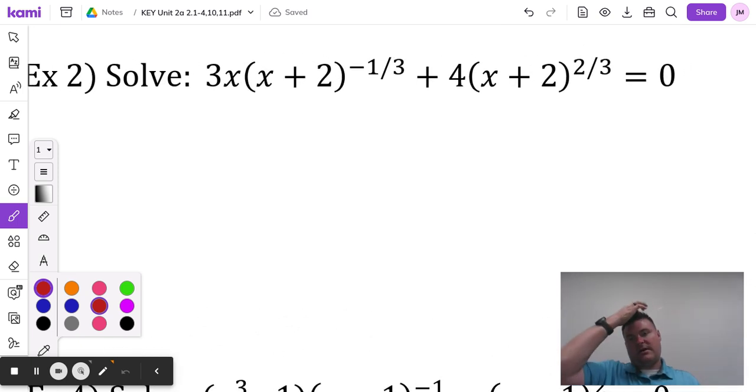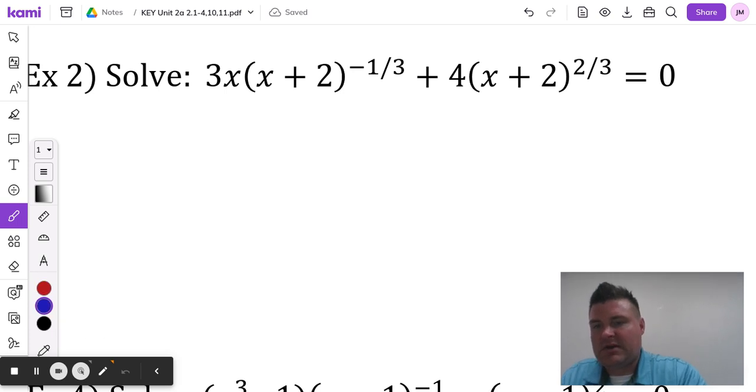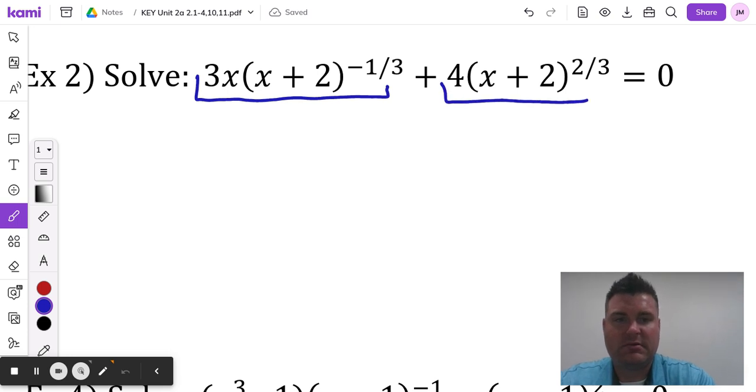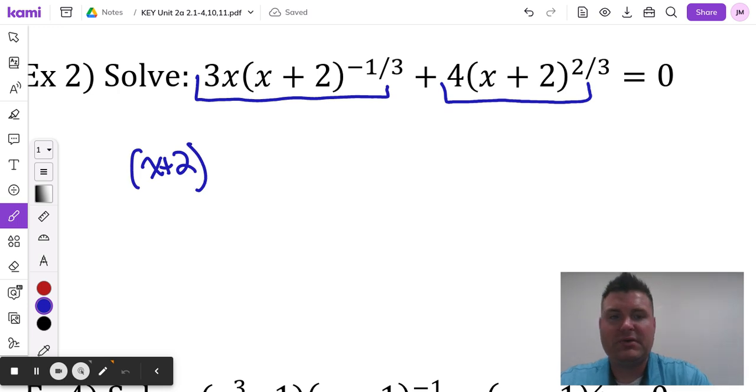Here's one where we are negative and fractional. These bases now are not just a number or just a letter. These bases are an expression themselves, a linear expression, a linear factor. So I'm going to find what's common between these two terms, this term right here and this term right here. What is common is the x plus 2. So I'm going to take out the x plus 2. The lower power between the two of those is the negative 1/3.